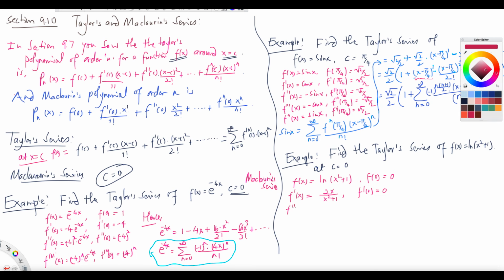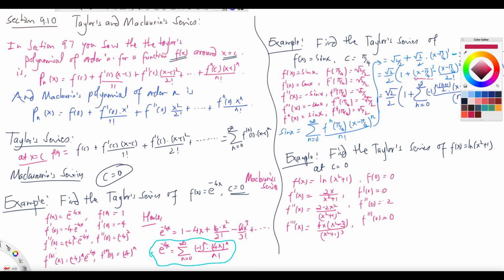Similarly, what is f double prime of x? It is a quotient rule. If you use the quotient rule, then this is what you get: 2 minus 2x squared divided by x squared plus 1 to the square. That's what you get, okay? And then if you do f double prime at 0, you will get 2 if you plug in 0 there, okay? Similarly, f triple prime of x, that is the third derivative. If you do the quotient rule again, you will get 4x times x squared minus 3, divided by x squared plus 1 to the cube. And then if you find the third derivative at 0, you will get 0.